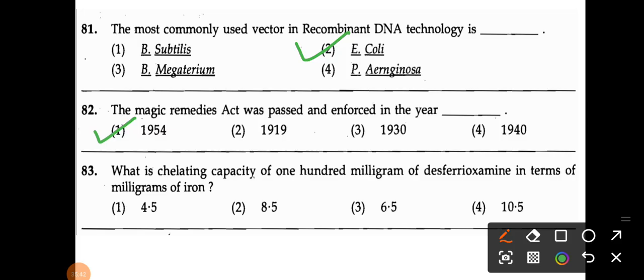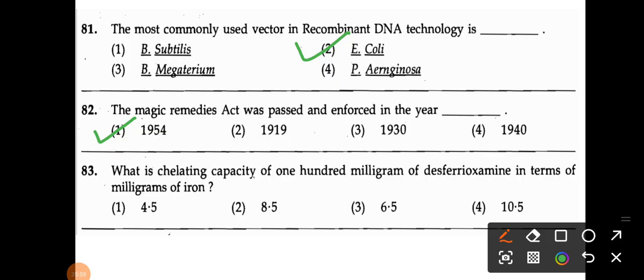What about 1913? That is your Dangerous Act. And what about 1940? That is your Drug and Cosmetic Act. Okay. The next question, 83. What is the chelating capacity of 100 milligram of desferrioxamine in terms of milligram of iron?